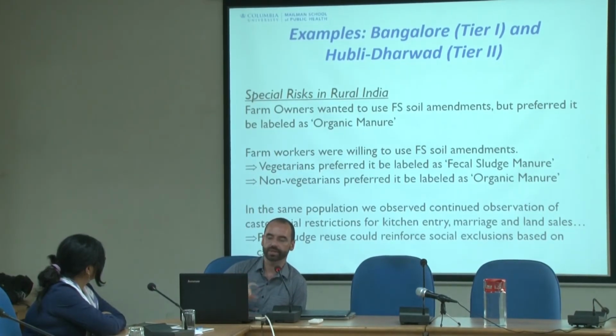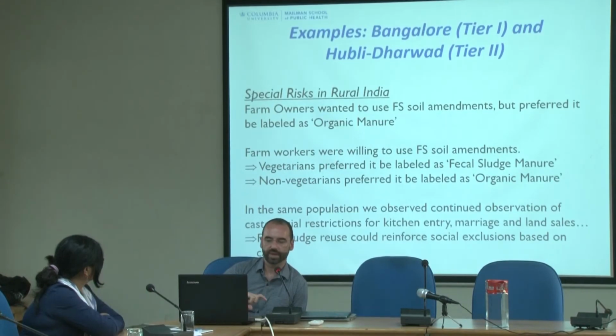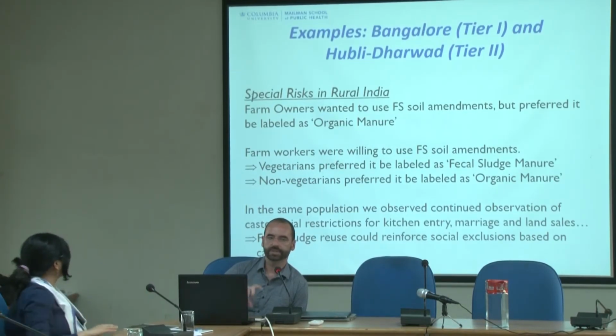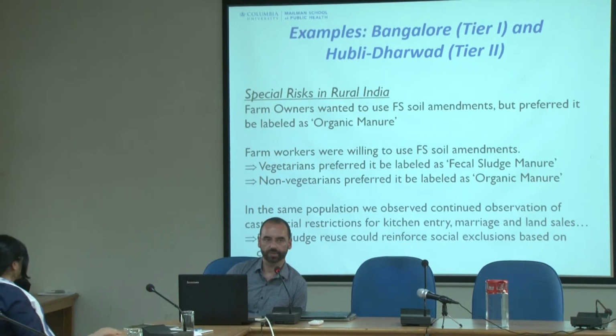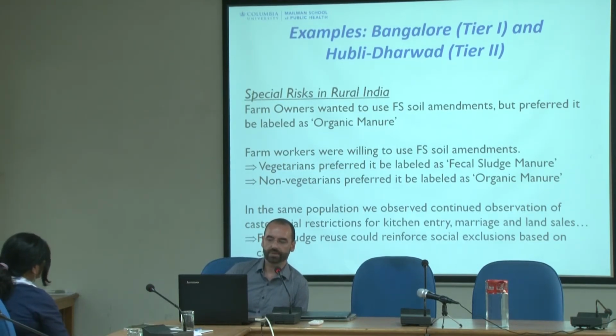So whether or not they prefer the label just say organic manure, or if it should say fecal sludge derived organic manure. And we found that farm owners had a preference for it to just say organic manure. Among farm workers, we found that vegetarians preferred that it have the full label of fecal sludge derived organic manure. Non-vegetarians preferred that it just say organic manure. So again, this is an interesting result.